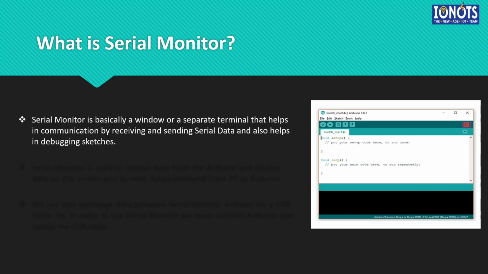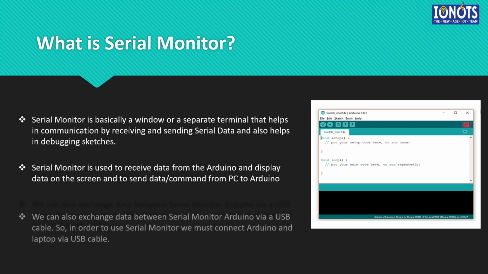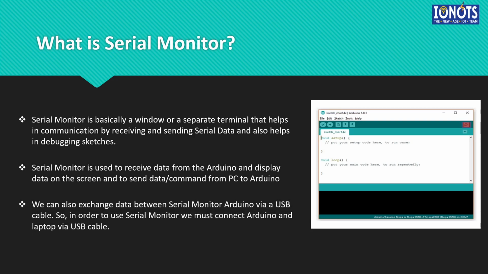The serial monitor is basically a window or a separate terminal, as I already explained, that helps in communication by receiving and sending serial data and also helps in debugging sketches. Serial monitor is used to receive data from the Arduino and display the data on the screen, and to send data or commands from the PC to the Arduino. We can also exchange data between serial monitor and Arduino via a USB cable. So in order to use a serial monitor, we must connect Arduino and a laptop via the USB cable.